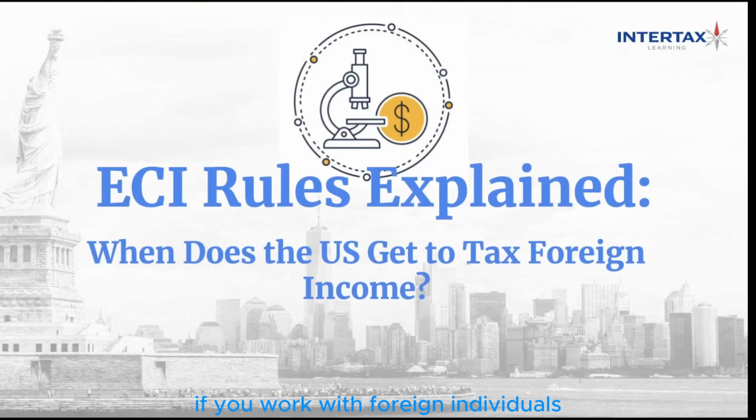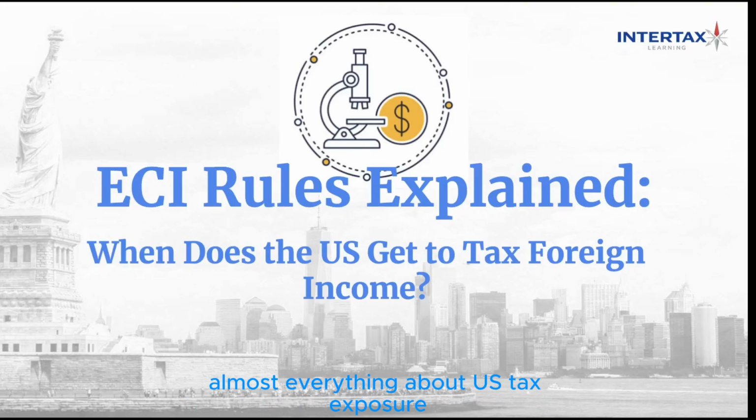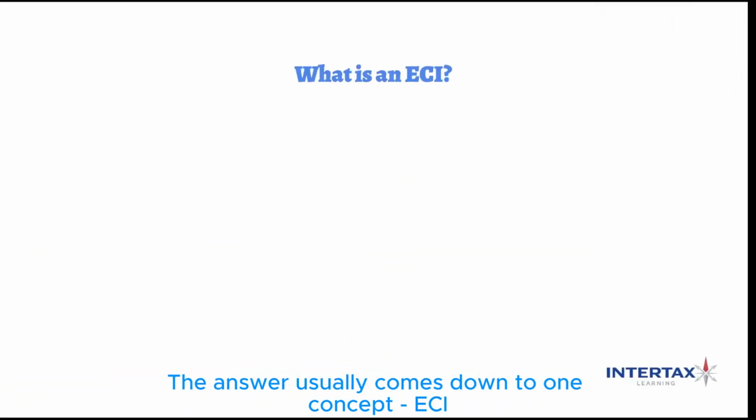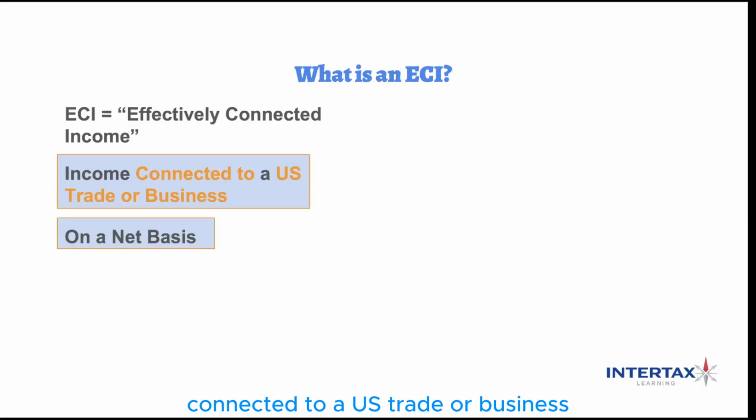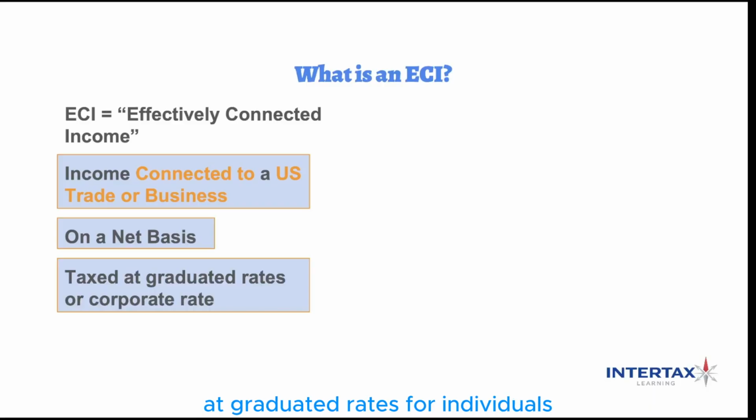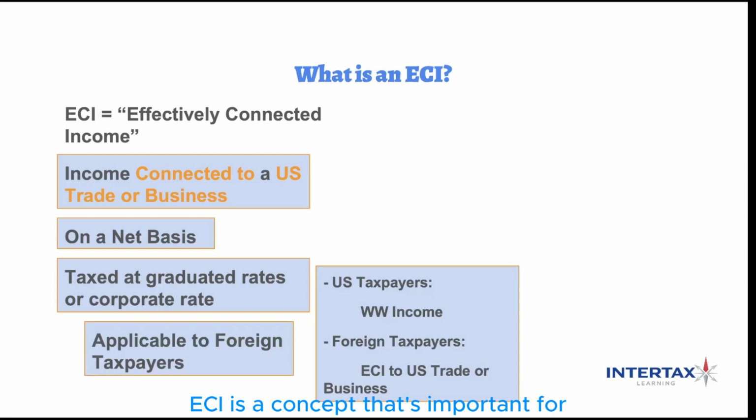If you work with foreign individuals or foreign businesses, there's one question that determines almost everything about U.S. tax exposure. When does the U.S. get to tax foreign income? The answer usually comes down to one concept. ECI stands for Effectively Connected Income. It is income that is connected to a U.S. trade or business. The net basis of that income is taxed at graduated rates for individuals and a fixed rate for corporations. ECI is a concept that's important for foreign taxpayers.